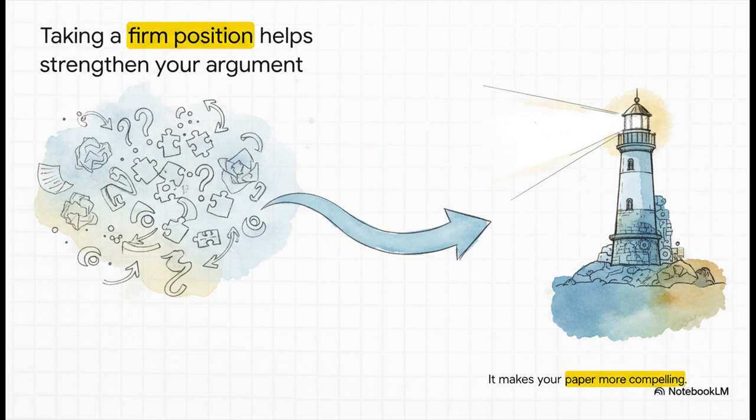So here's the bottom line. When you commit to a side, you give your paper a backbone. It gives it a clear purpose and direction. And it turns what could be just a random list of complaints into a focused, persuasive argument that actually has a conversation with the original text.